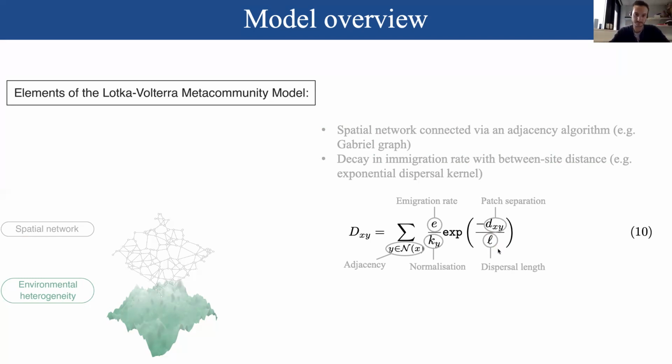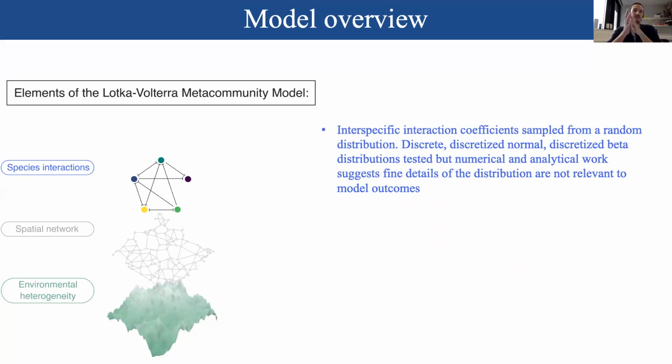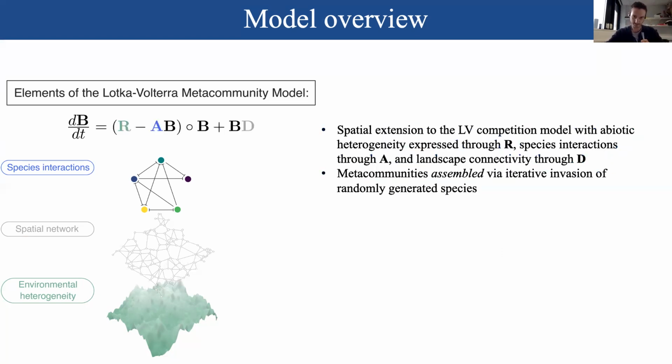These are simplifying assumptions. And then, of course, we have a network of ecological interactions, which describes the local interactions within the community. And these interactions are randomly sampled. Based on our numerical and somewhat analytic understanding of these systems, the precise details of that distribution do not affect the emergent properties. It is their mean and variance that matters. So we've tried a few distributions, but it doesn't really make that much difference. And then we have some system of equations.